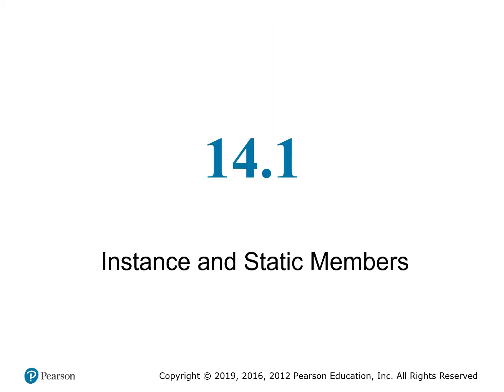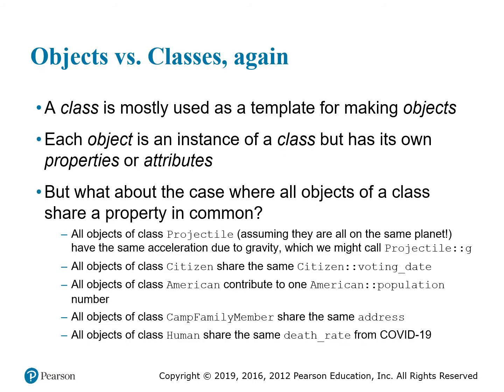Okay, the first thing we want to talk about is the idea of static members of a class. To give some perspective on this, consider the idea of objects versus classes. A class is mostly used as a template for making objects. Each object is then an instance of a class, but each object has its own properties or attributes. That's what makes them different.